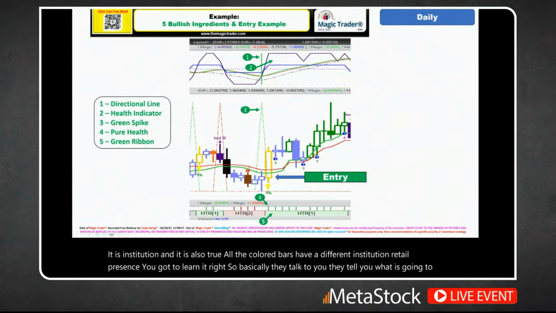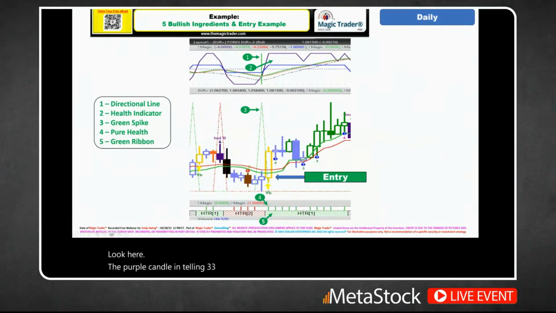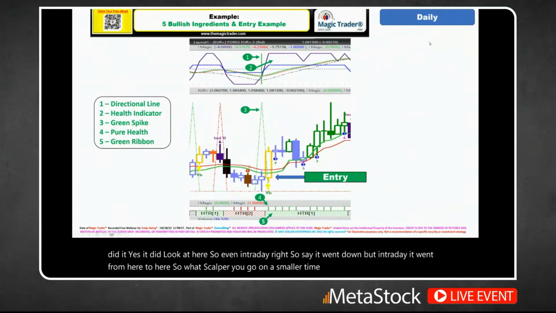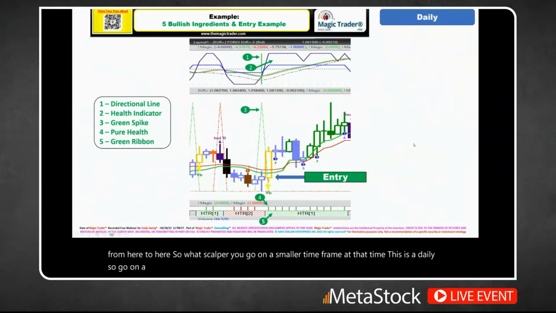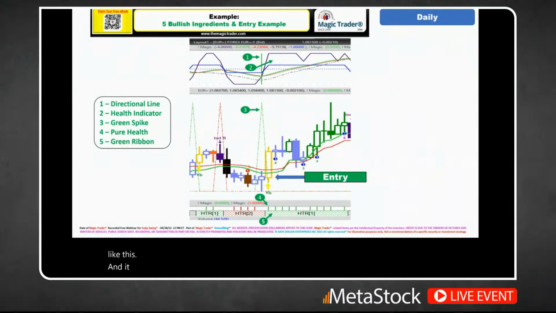Look here, the purple candle and telling 3.3. Are we going to the moon? Yeah, there's no guarantee, but did it? Yes, it did. Look at here. So even intraday, some say, oh, it went down, but intraday, it went from here to here. So for a scalper, you go on a smaller time frame. This is a daily. So for scalp purposes, go on a smaller time frame and find the entry the same way like these. And it happens and people have seen it.